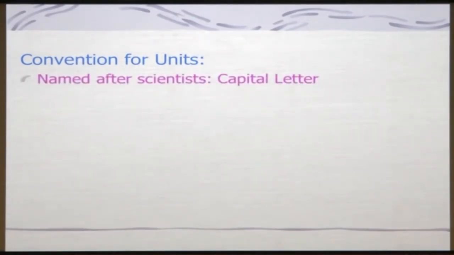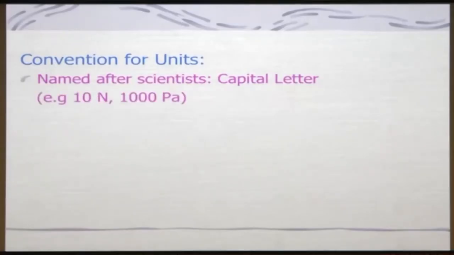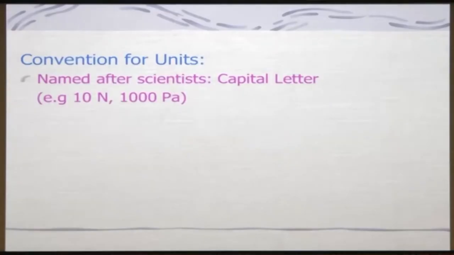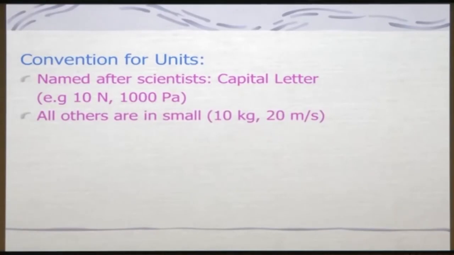Whenever a unit is named after a scientist, for example joule, watt, pascal, newton, or coulomb, its symbol is written with a capital letter. For example, 10 N, or 1000 Pa, where P is capital and a is small. All other units are in small letters. For example, 10 kg and 20 m/s.